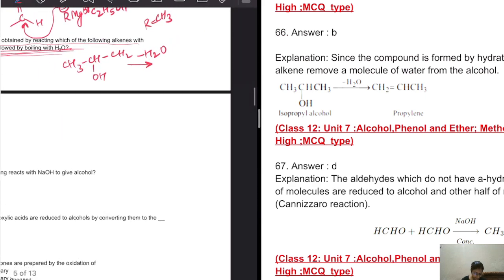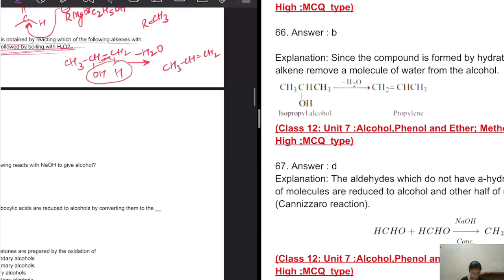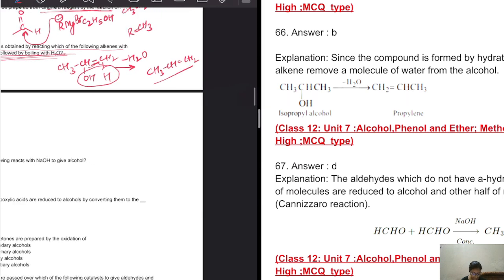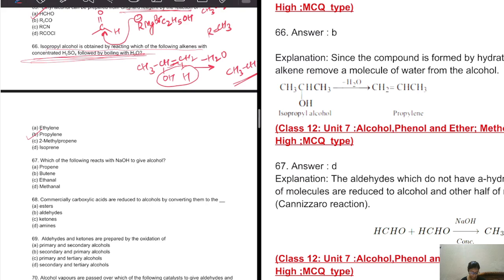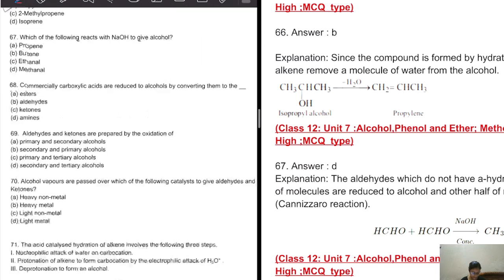And what will it be? For example, I had H here, one H. Let me make it more clear. So these will go and the double bond will come here. So what we will get is CH3CH=CH2, right? So what is our answer? This is propylene. The answer would be B. Now, let's see the next question.